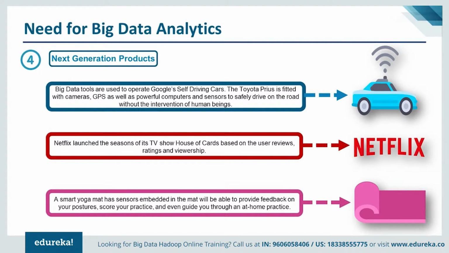Now, moving on to the third example that I've cited here. It's one of the really cool things that I've come across. This is a smart yoga mat. It has sensors embedded in the mat, which are able to provide feedback on your postures, score your practice, and even guide you through an at-home practice.